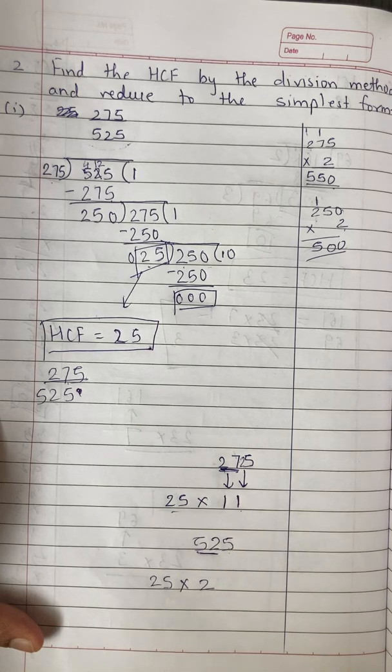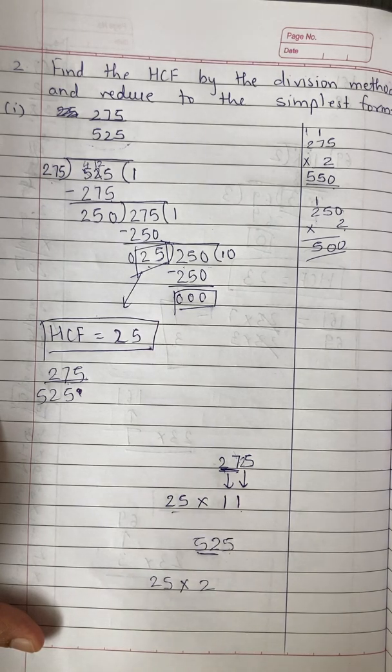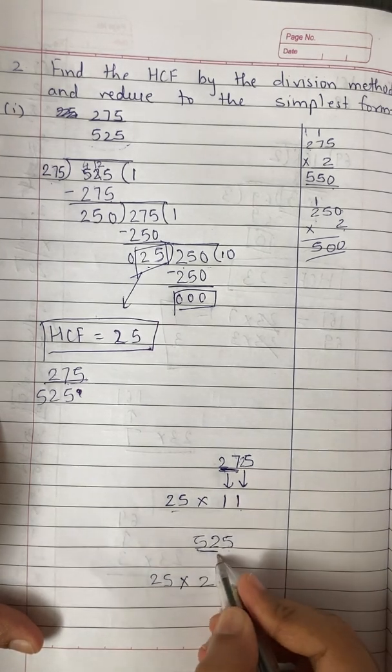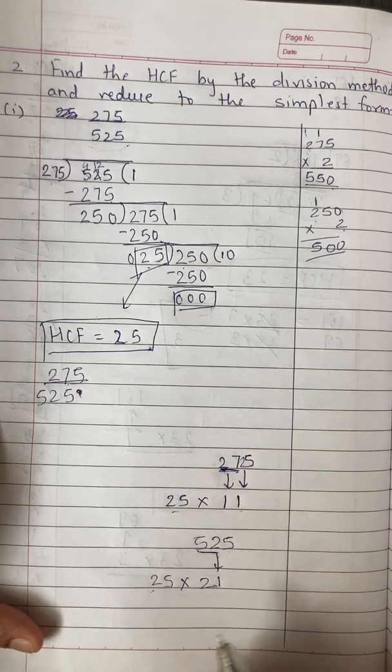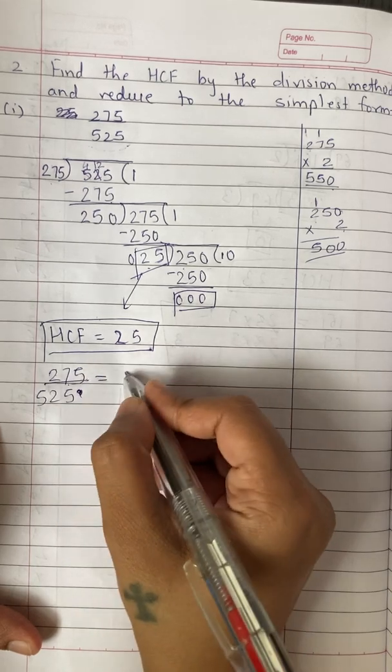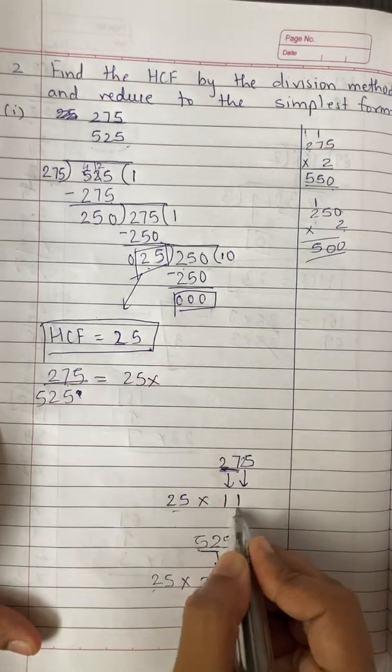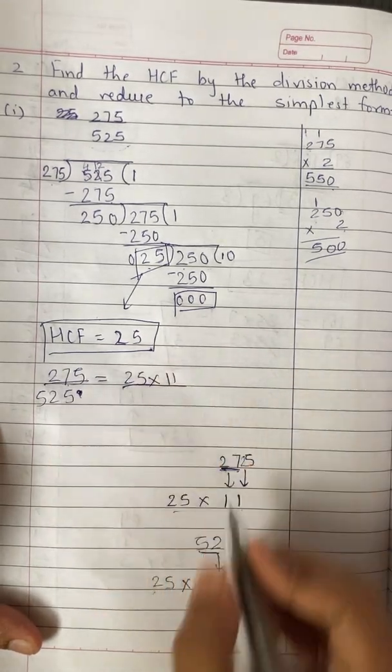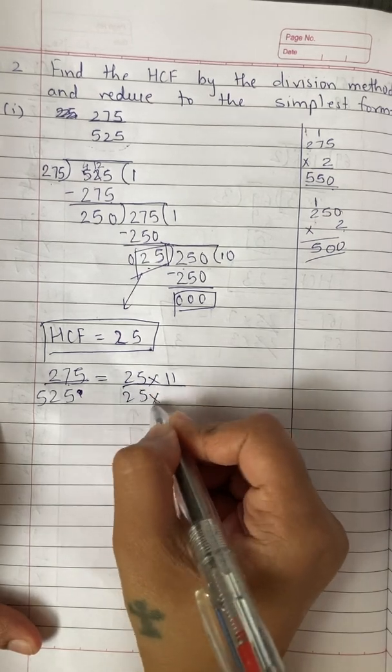25 is left. So 25 comes in 25's table. 25 1s are 25, so we get 25 into 21. Both these things we have to write down over here. In place of 275, we have to write down 25 into 11, and in place of 525, write down 25 into 21.